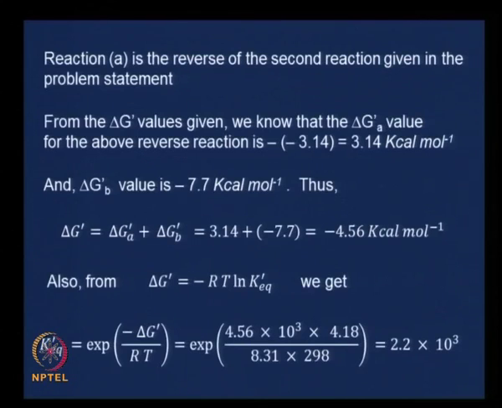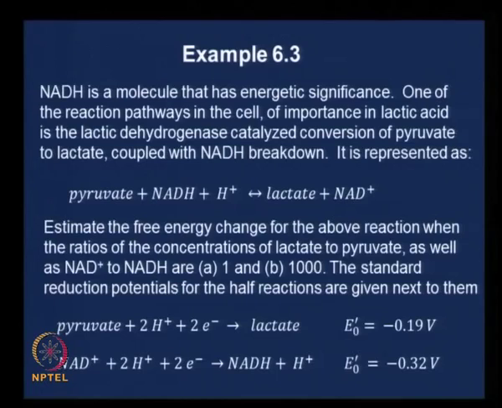Okay, we will work out one more problem to become more comfortable with these concepts, which is example 6.3. NADH, nicotinamide adenine dinucleotide, the hydrogenated form of that, is a molecule that has energetic significance. You can recall that NADH molecules result from the glycolysis pathway and the TCA cycle, and they are the electron carriers between these reactions and the oxidative phosphorylation pathway in the cell.